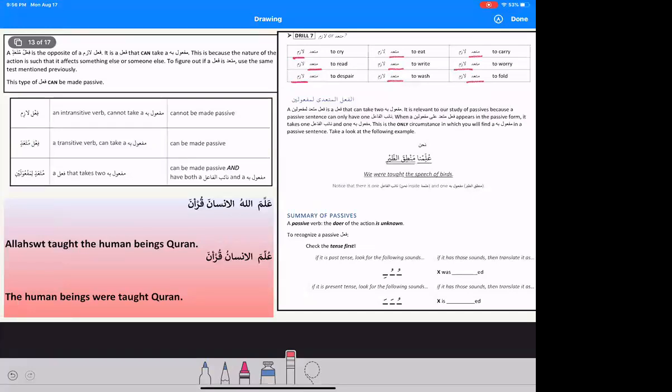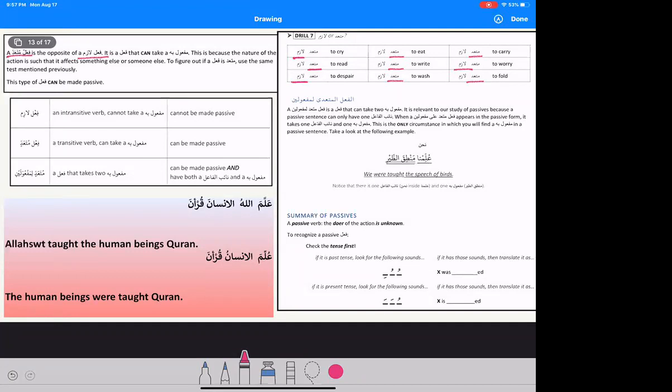Fail mutaddi is the opposite of fail lazim. So fails are of two kinds. We can call it fail mutaddi. Mutaddi means the one that takes mafulun bihi, and fail lazim is the one that does not take mafulun bihi. And if a fail does not take mafulun bihi, that means we cannot make passive out of it. That's why we are talking about these fail lazim and mutaddi right now, because we are learning how to make passives. Not every verb can be turned into passive.